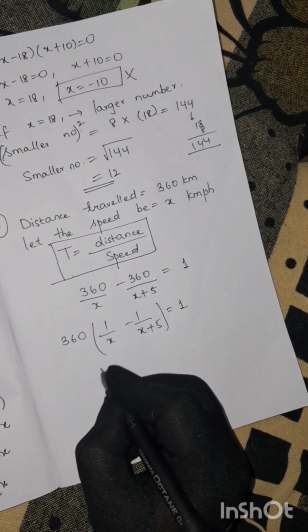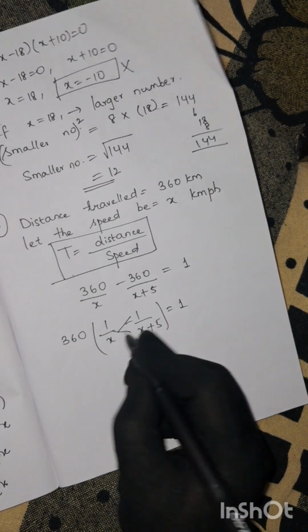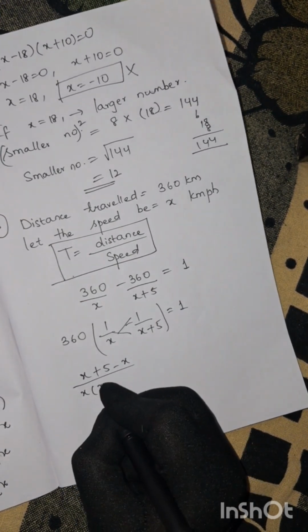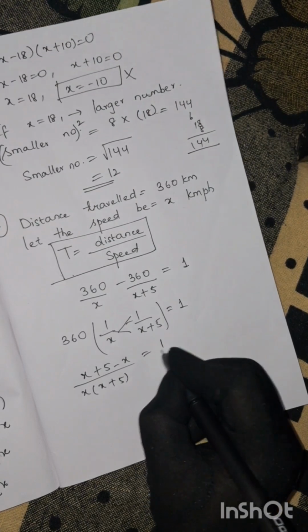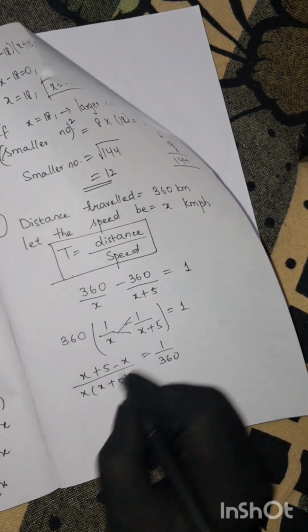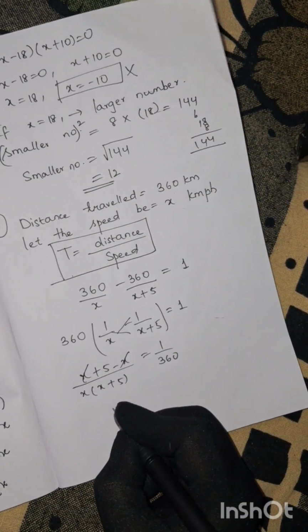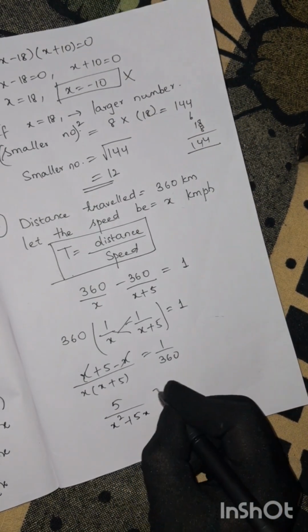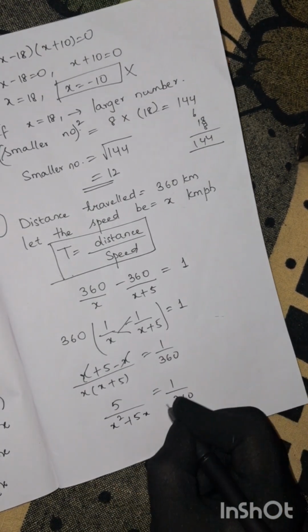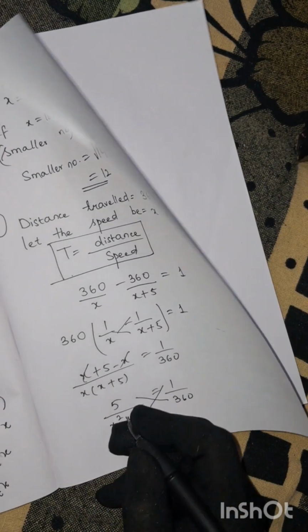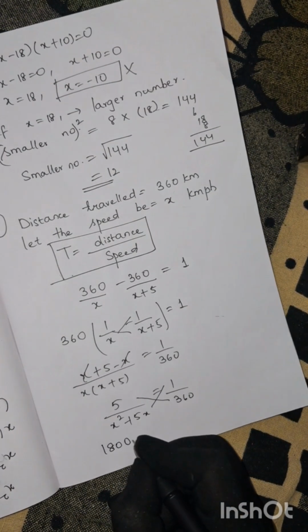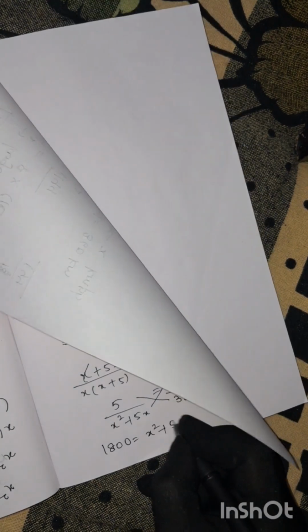Okay, so here cross multiplication: x plus 5 minus x by x into x plus 5 is equal to 1 by 360. This 360 I am sending that side. So this cancels. 5 by x into x, x square plus 5x is equal to 1 by 360. Okay, cross multiplication again. 360 into 5 is how much? 1800 is equal to x square plus 5x.